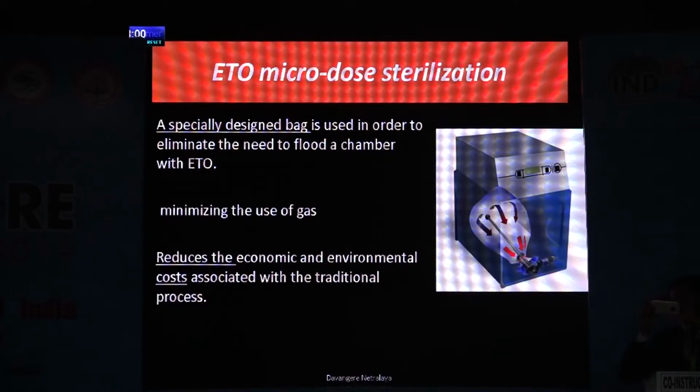The main concern with ethylene oxide sterilization is the amount of dosage of ethylene oxide we use. Can we reduce the amount of gas we use in the sterilization process? There was a modification which was done known as the microdose sterilization. Here the whole sterilization is confined, rather than to a chamber, to a bag sort of thing which you can see here, so minimizing the usage of gas reduces the economic and environmental costs, and even the gas exposure is a little bit reduced. But the problem with this is the load will be limited to a smaller load size; you can't do a large volume sterilization.